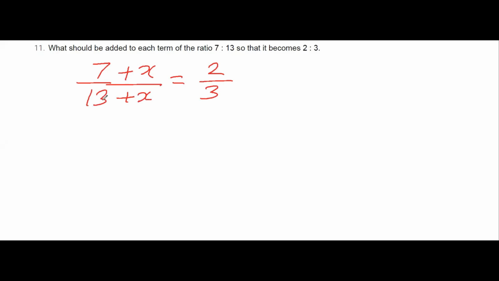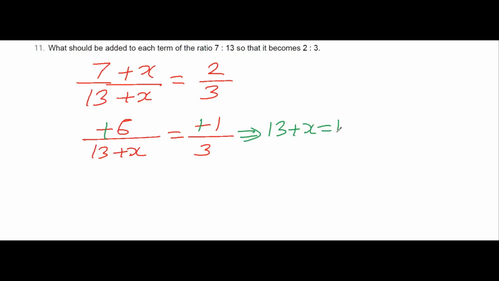So 7 minus 3 will give you 4... Okay, X minus X will give you 0. In denominator it will be 3 plus X. Similarly here 2 minus 3 will give -1. In denominator it will be 3. So this minus and minus will become plus, and then when you cross multiply, it will be 3 plus x is equal to 6 into 3 is 18. So the value of x will be 18 minus 13, which is nothing but 5. 5 is the answer for this.